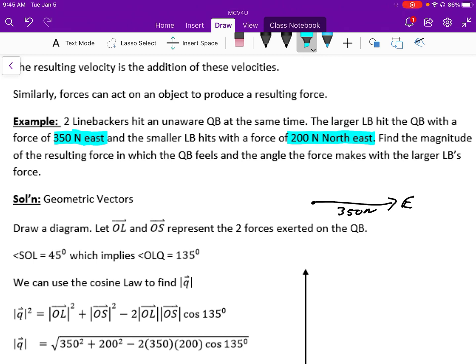200 newtons, a smaller directed line segment. Northeast means it's at a 45-degree angle to it, right? So there's the next one there, and that's 200 newtons, the magnitude, the length of the line segment. Find the magnitude of the resulting force which the quarterback feels and the angle that the force makes with the larger linebacker's force. This makes it easy. It's basically what is the angle according to this going east.